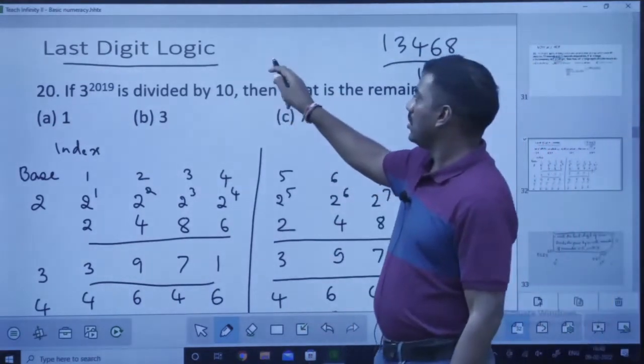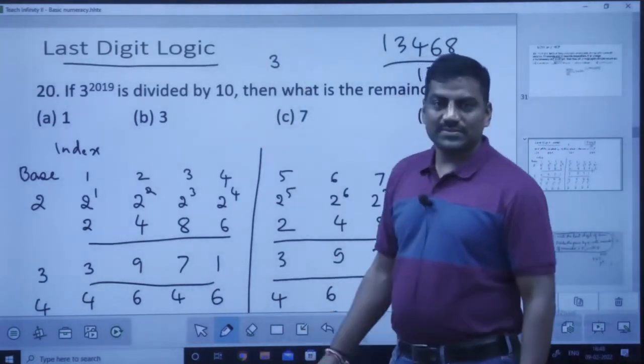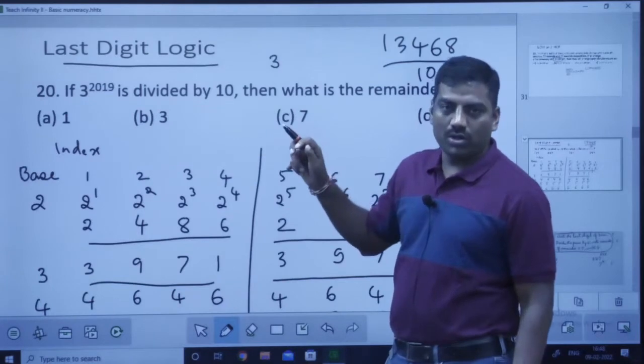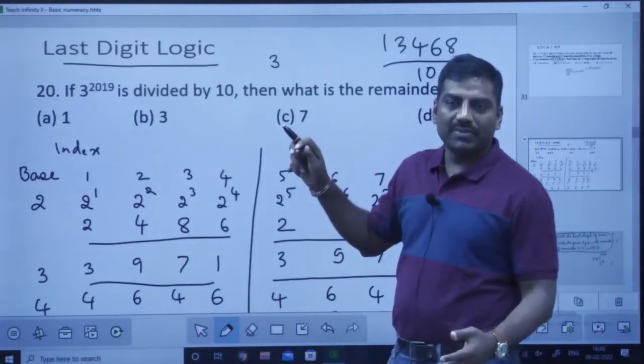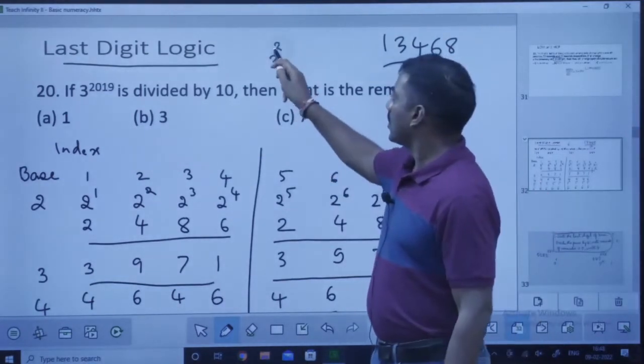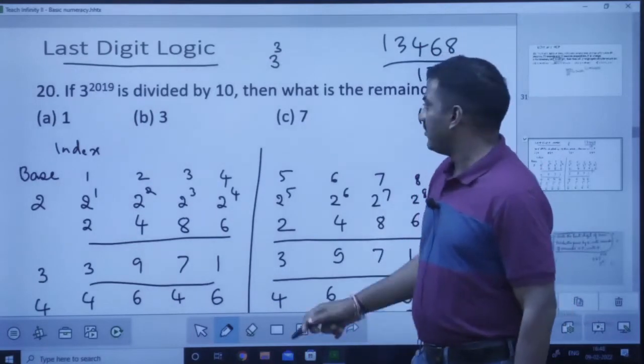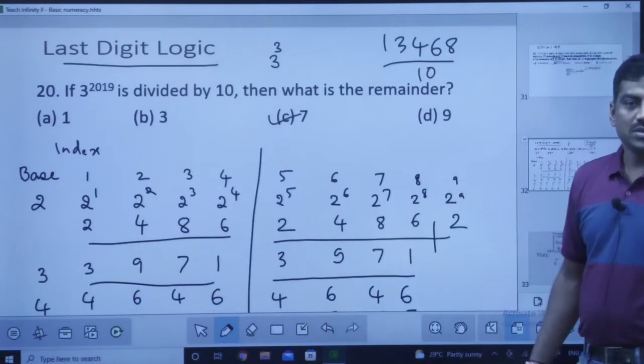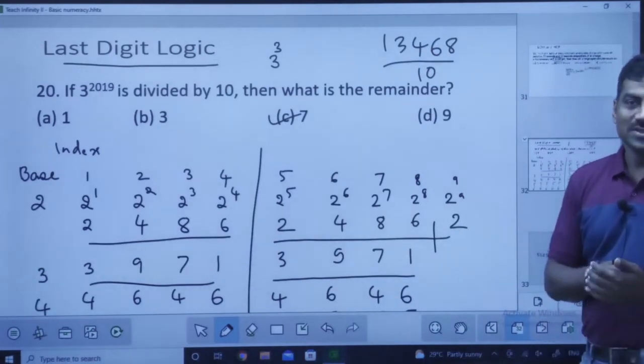Work out. 3 is the base, and the power is 2019. Take 19 and divide by 4. What will come in the remainder? 3 to the power of 3, 27. The answer is 7. Done? No issues? Tell me no issues.